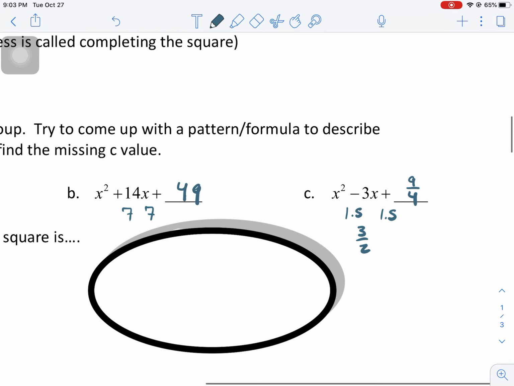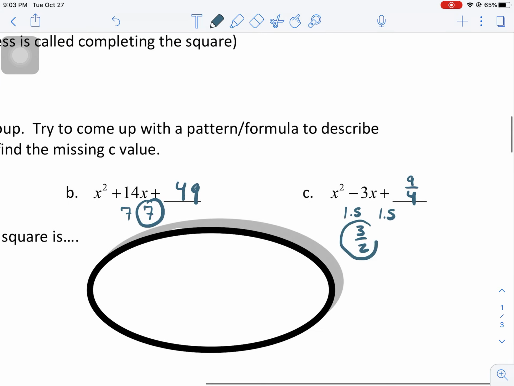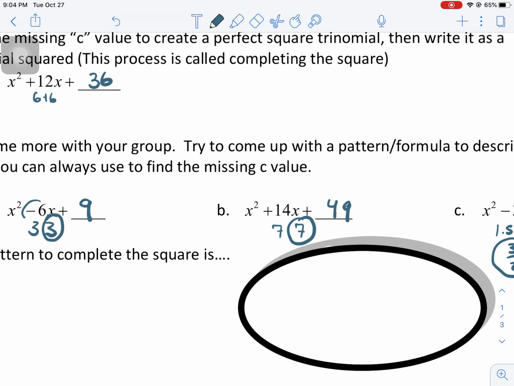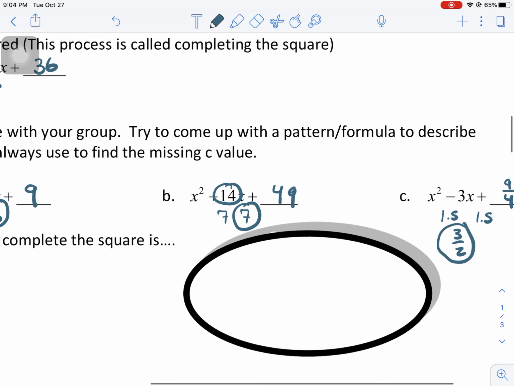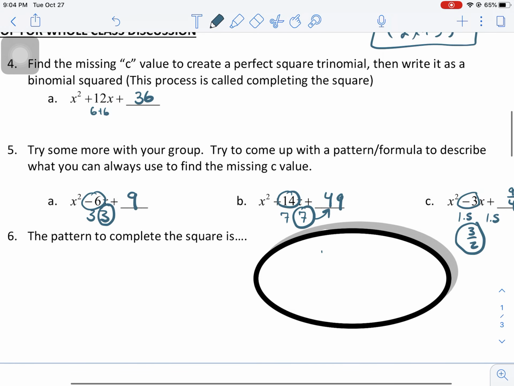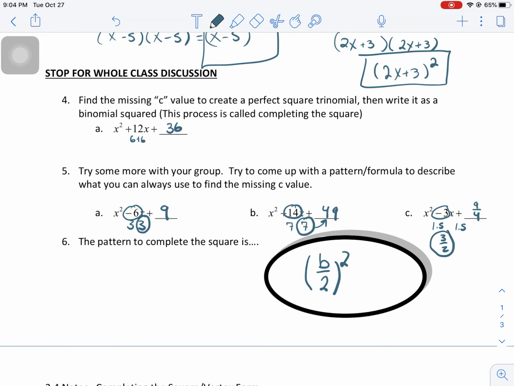Okay. Well, what do all of these things have in common? 7, 3 halves, and 3. If you look at the middle term, 6, 14, and 3, it's actually just the middle term divided by 2. And then what do we do at the end to that term? We square it and make it 49. So the pattern for completing the square is b over 2 squared. So we're going to take half of b, and then we're going to square it.